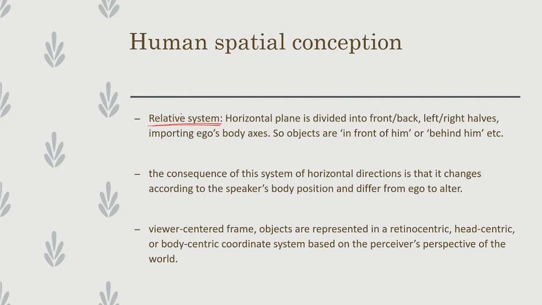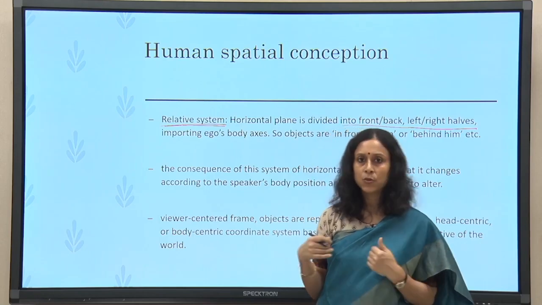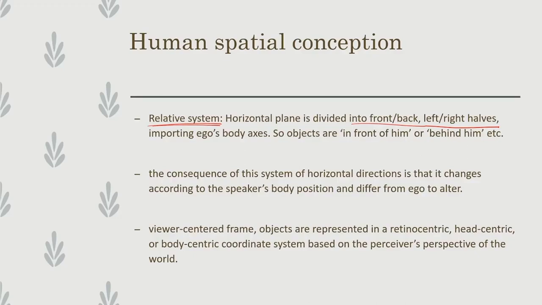What happens in the relative frame is that the horizontal plane is divided into front, back, left, and right halves, importing the ego's body axis. The ego is the person who is speaking right now. I am speaking, so I am the ego in this case. Depending on my orientation, the way I am located in space, I can take that as a cue and divide the horizontal axis into front, back, left, right, and so on, and then talk about them in terms of in front of him, behind him, and so forth. So, the chair is in front of me, the screen is behind me, and so on. This is what it means.